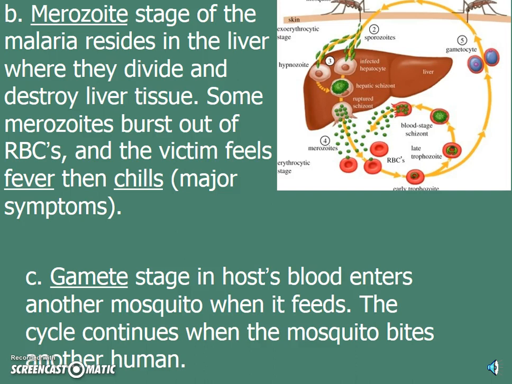And here they divide and gradually destroy the liver. But they're not happy to stay in the liver because they want to be transported to other victims. And so they're going to enter into red blood cells and burst, and they cause fever and chills. And it's a terrible thing to see.